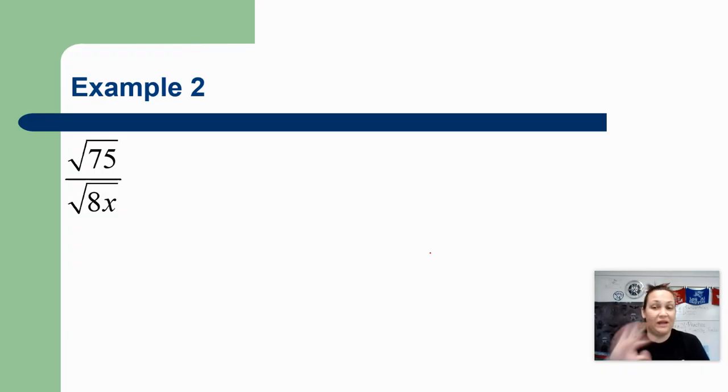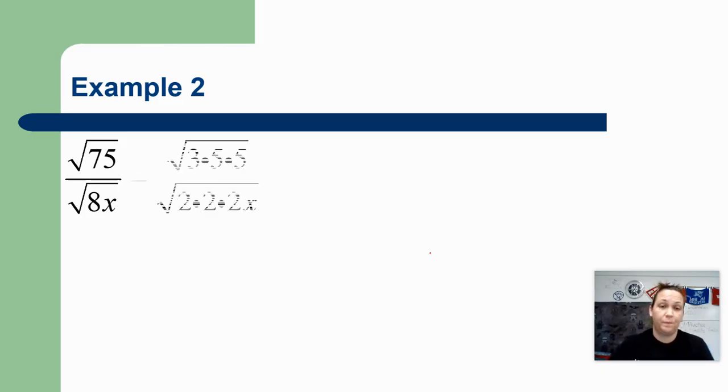So I went ahead and off to the side, I did a factor tree on 75 and I did a factor tree on 8. And so 75 turns into 3 times 5 times 5. And then 8 turns into 2 times 2 times 2. And I do have pairs of numbers. So I'm going to go ahead and deal with those pairs. So I have a pair of 5s up here.